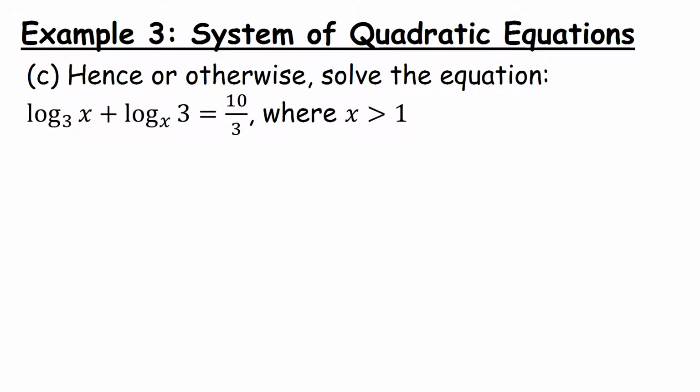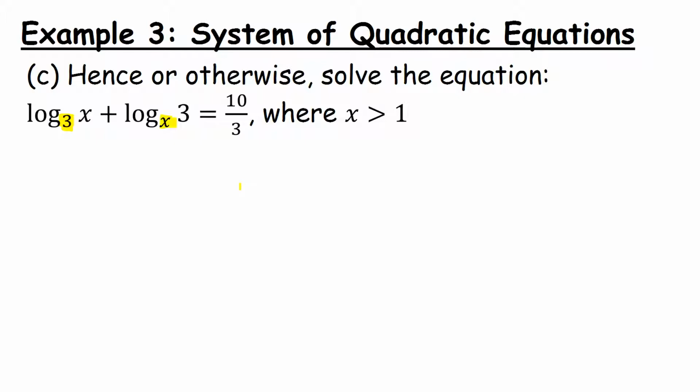Okay, so part C of this question says, hence or otherwise solve the equation log to base 3 of x plus log to base x of 3 is equal to 10 over 3, where x is greater than 1. Okay, so the first thing that you'll notice, and it's one thing to really look out for with the logs, is that we actually have two different bases here.